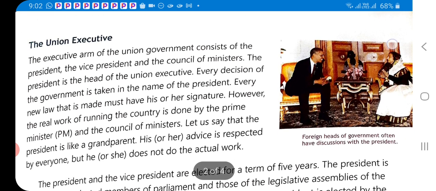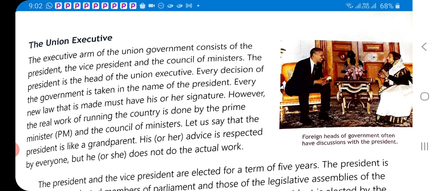Next we have the union executive. What is the function of the executive? It sees that the country runs according to the laws. The executive arm of the union government consists of the president, the vice president and the council of ministers. The President is the head of the union executive. Every decision of the government is taken in the name of the president. Every new law that is made must have his or her signature.